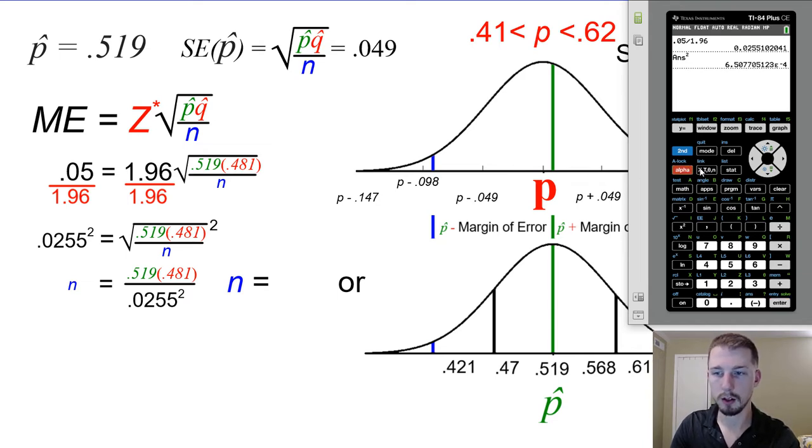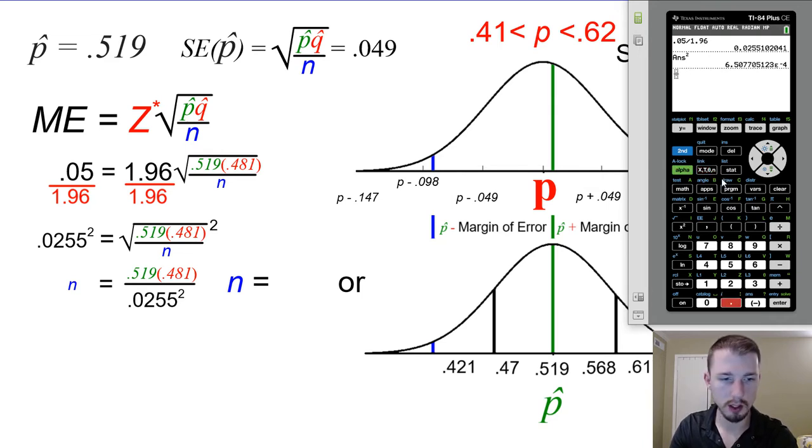So if you hit alpha x, there we go. Let's try it again. Okay, so put it in as a fraction. Let me delete that part. And the numerator, I'm going to do 0.519 multiplied by 0.481. And then in the denominator, I'm going to do that previous answer squared, which is this thing that I got right there. Let me see if I can do that again. All right, so I'm going to do alpha x to put it in as a fraction.